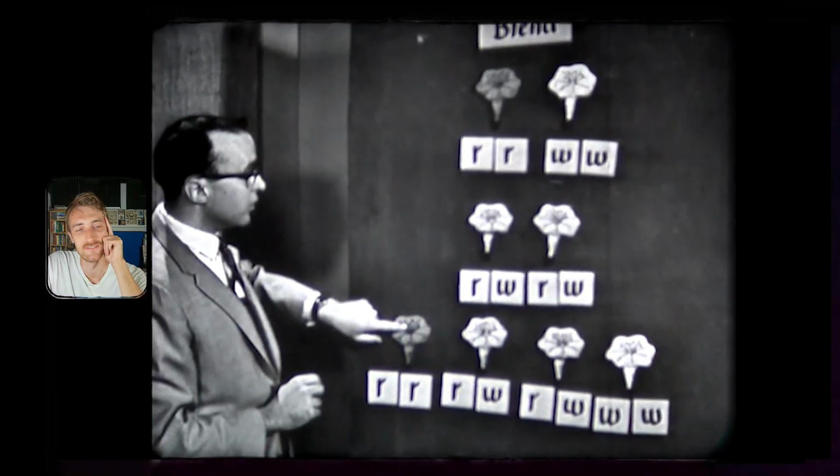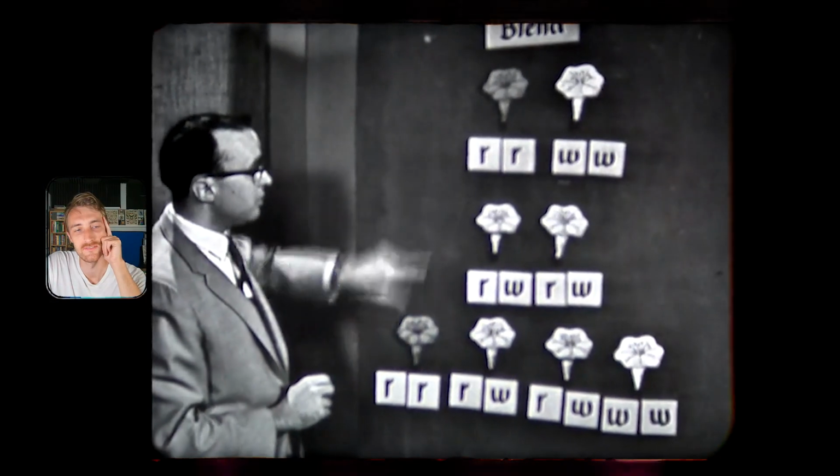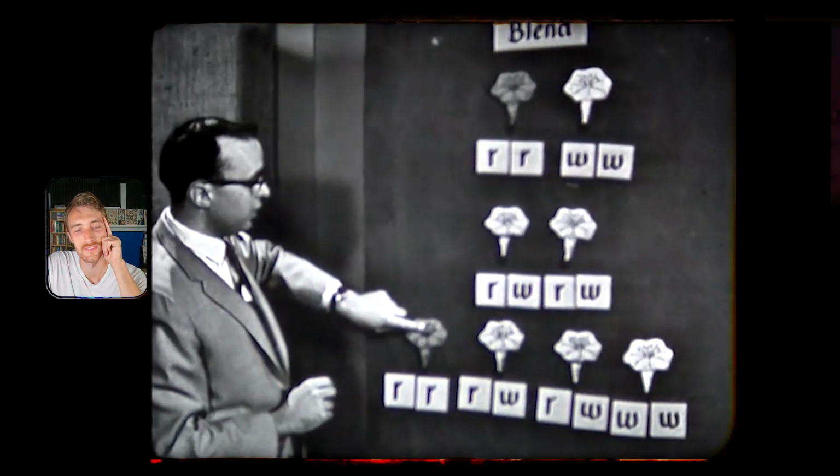We can always tell the pure characters because they will show up. Red and red are both pure.